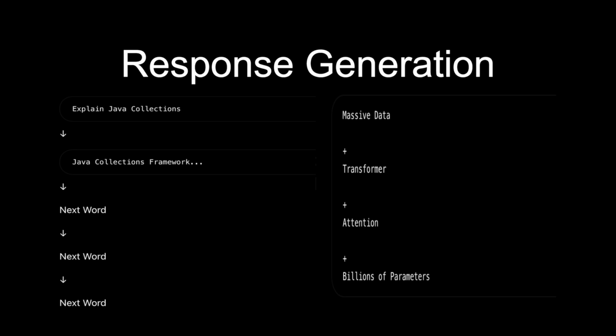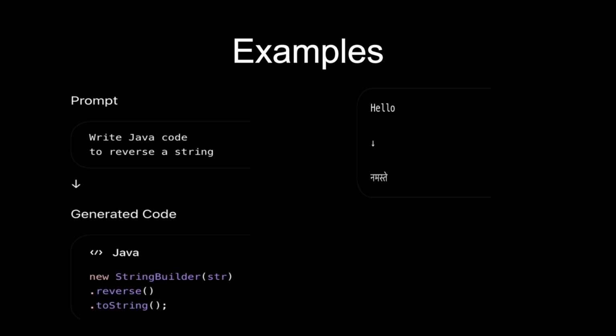Why does ChatGPT feel intelligent? Because it has learned patterns from enormous amounts of data. It understands language relationships. It predicts extremely well. And it can generate coherent responses. The same mechanism works for programming questions as well. The model has learned patterns from millions of code examples, so it predicts what code should come next. The model also learns relationships between languages. This allows translation, summarization, and many other tasks.